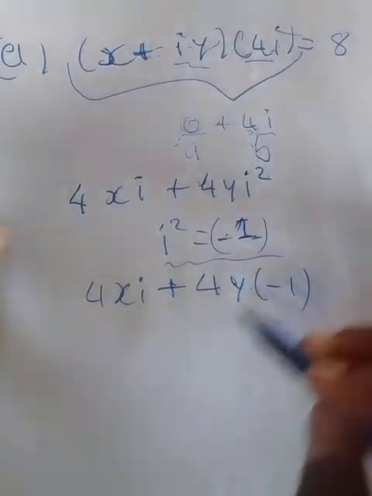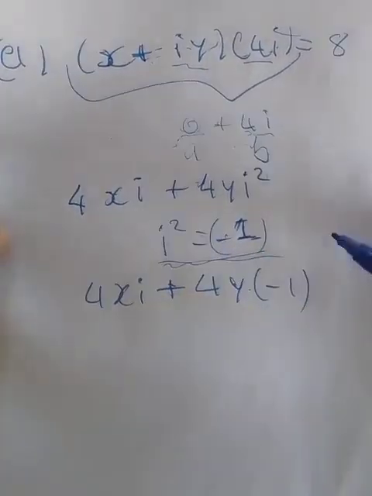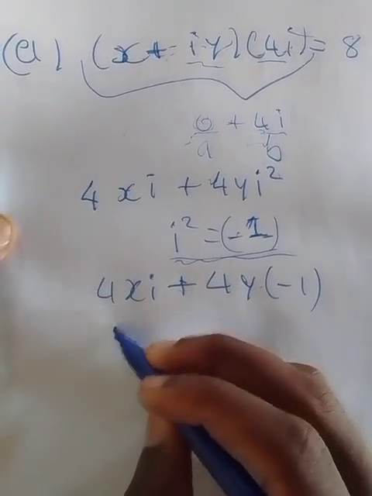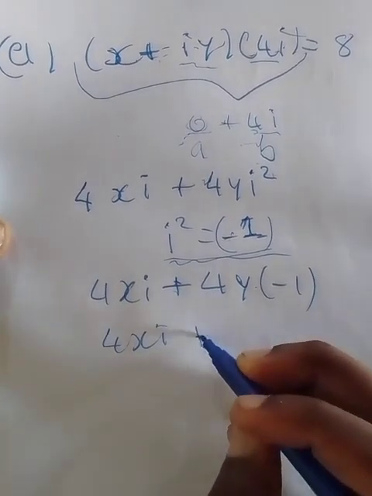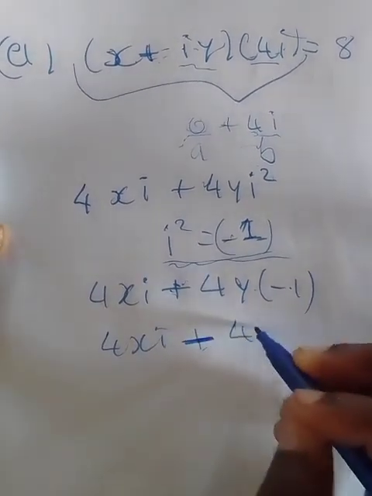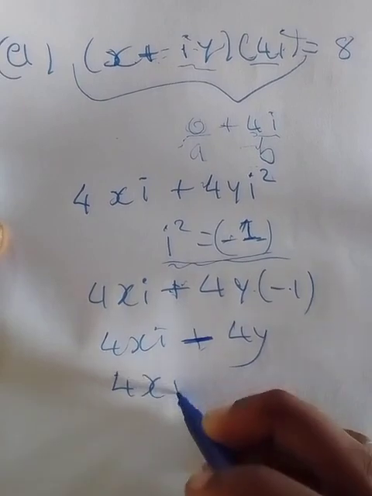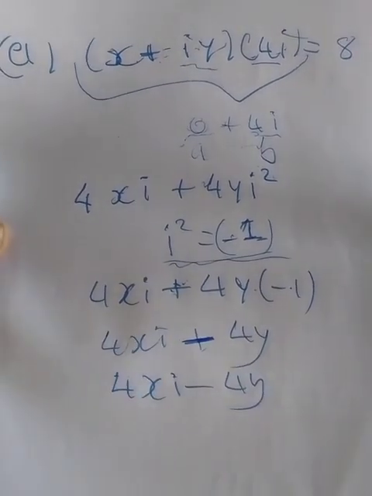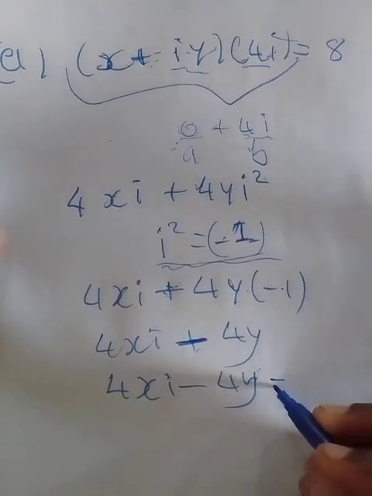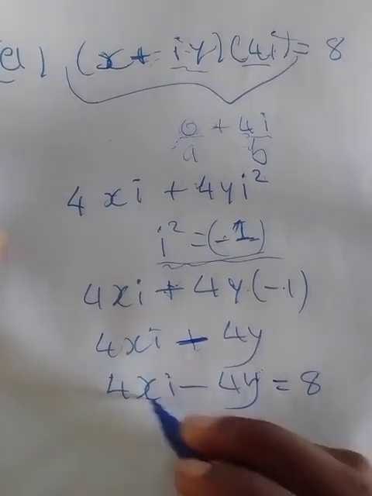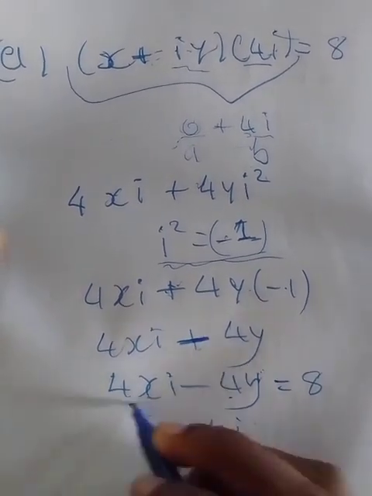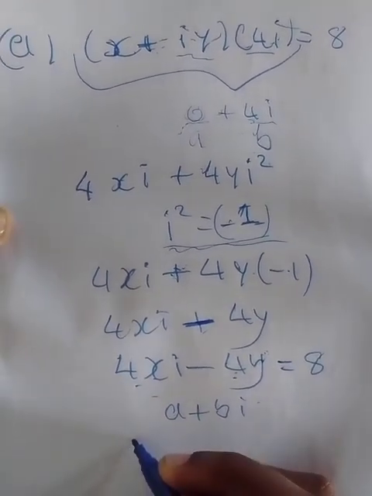Okay, so now you're going to say 4xi plus 4y times -1. Negative times positive will be negative here now. So now you're going to have 4i there. Okay, now remember that it's been equated to 8. So this can be now arranged properly. Remember complex numbers. Okay, so let's put this on this side. So you're going to have -4y plus 4xi being equal to 8.